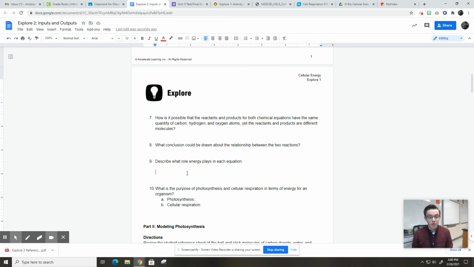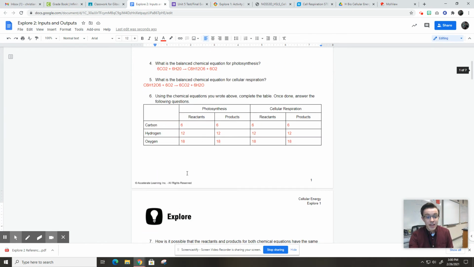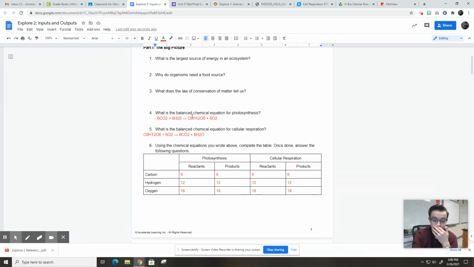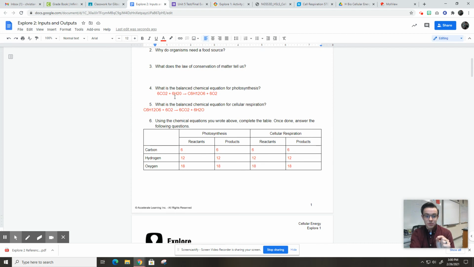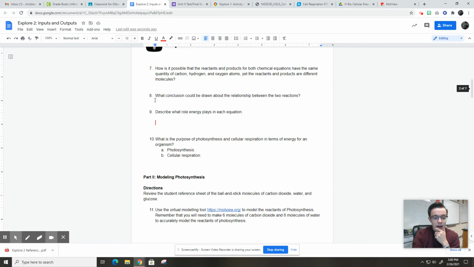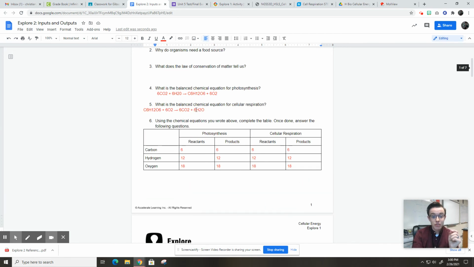Number 9, describe what role energy plays in each equation. Okay, something we did not put in the balanced equation because it's technically not a chemical is energy. So energy is going into photosynthesis. So technically energy would be in the reactants for photosynthesis. It's absorbing sunlight. Okay, for cellular respiration, energy would be coming out of the reaction in the products, and chemical energy in the form of ATP in our cells.